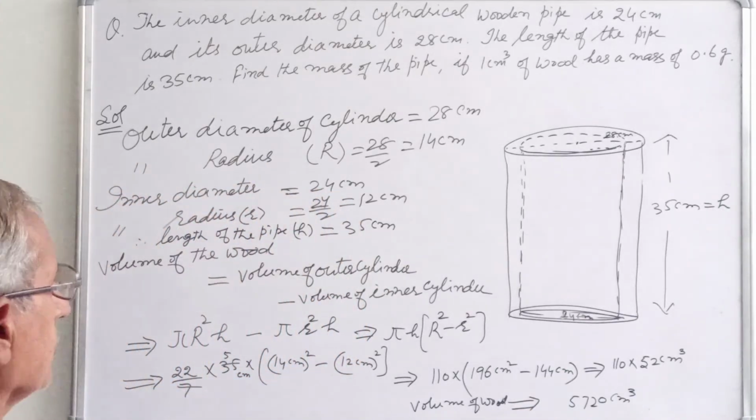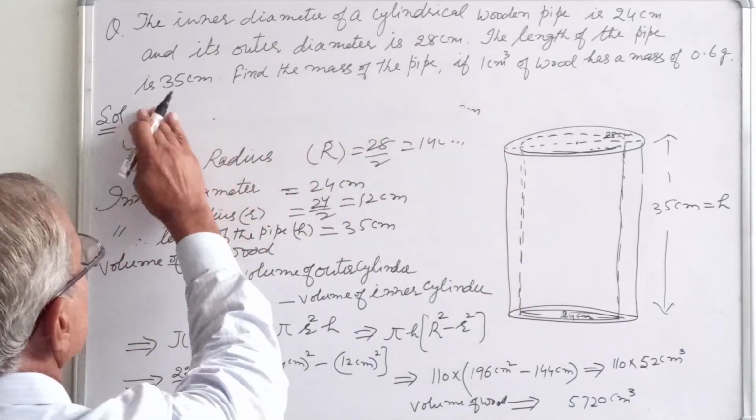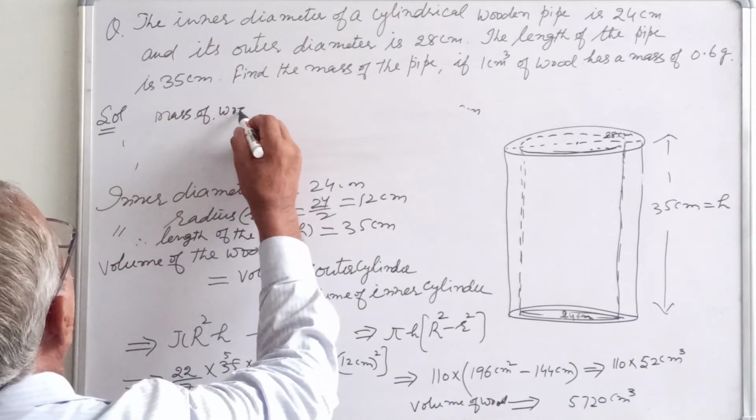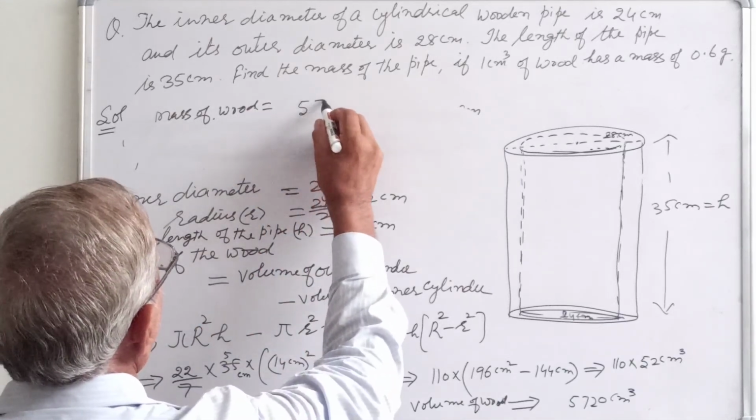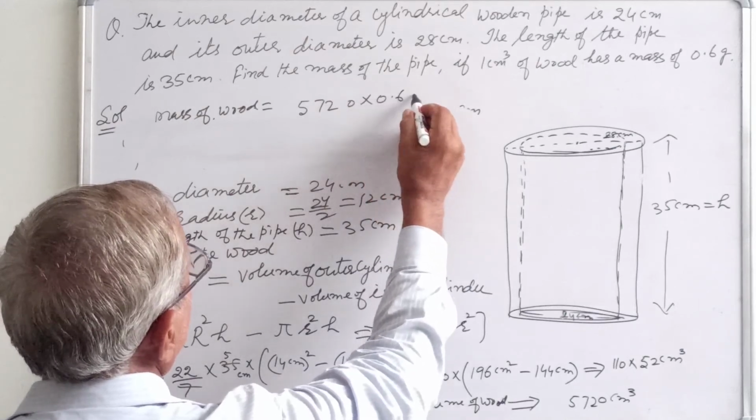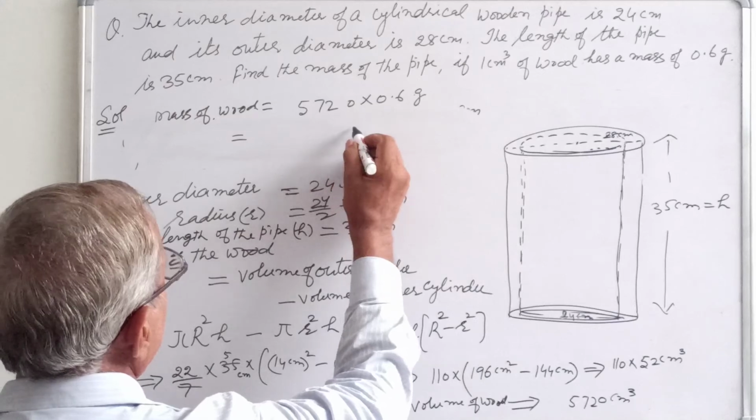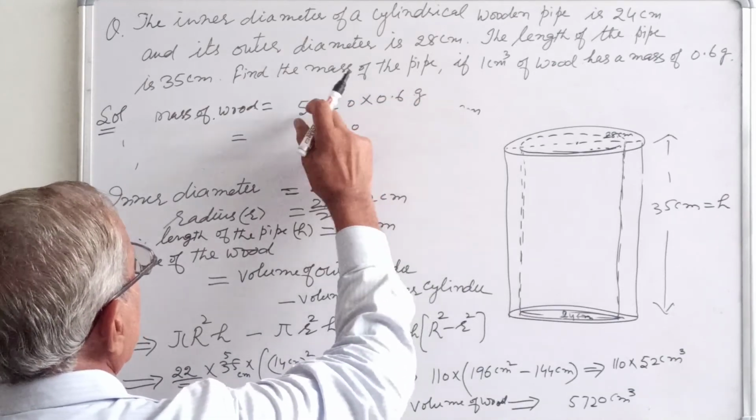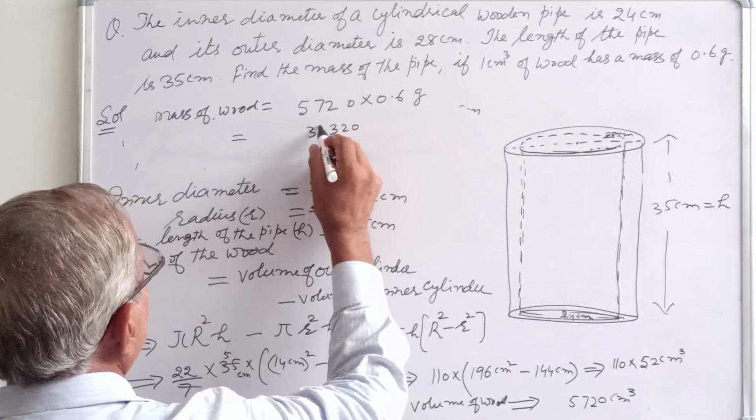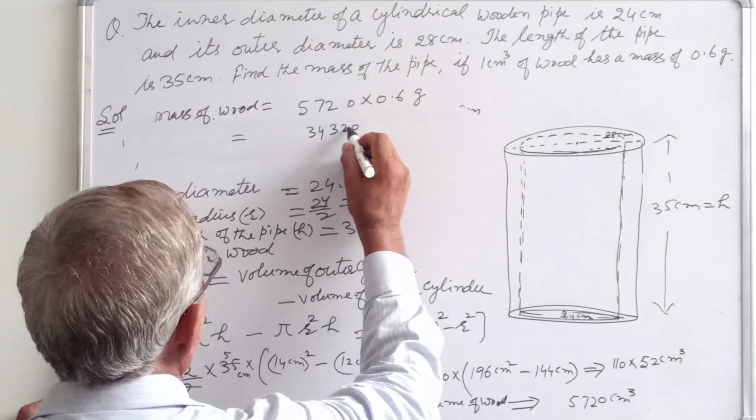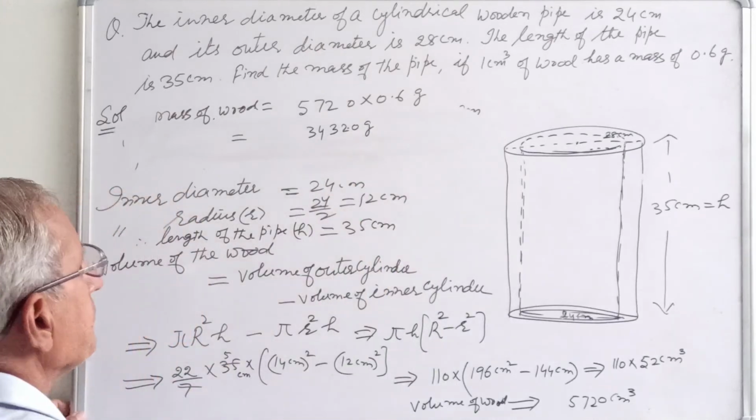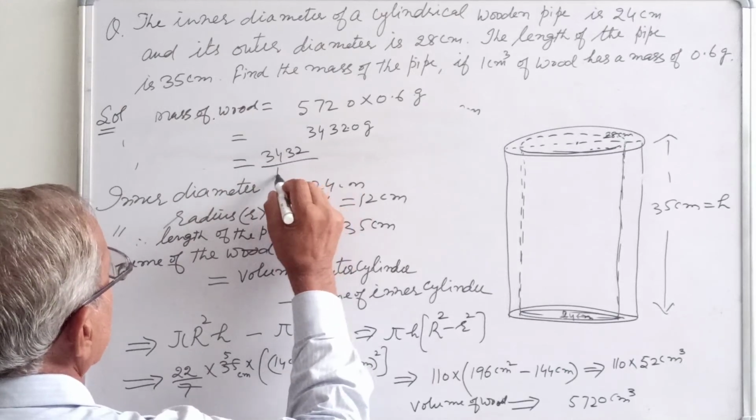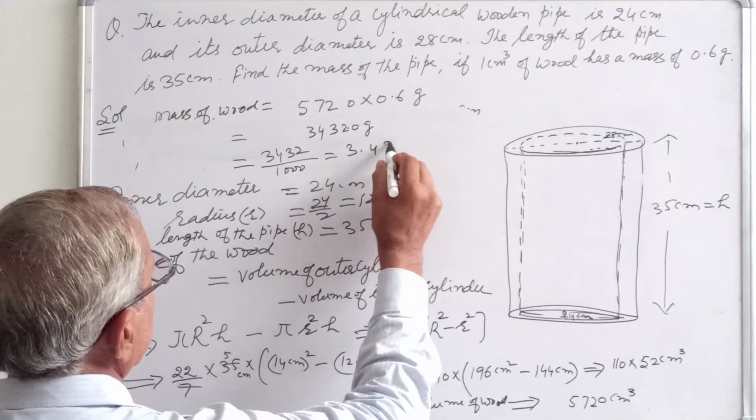Now you have to find the mass of the wood. 5720 multiplied by 0.6 gram. 0 2, we multiplied with 6. 3432 point 0 gram, and in kg it will be 3432 divided by 1000, 3.432 kg.